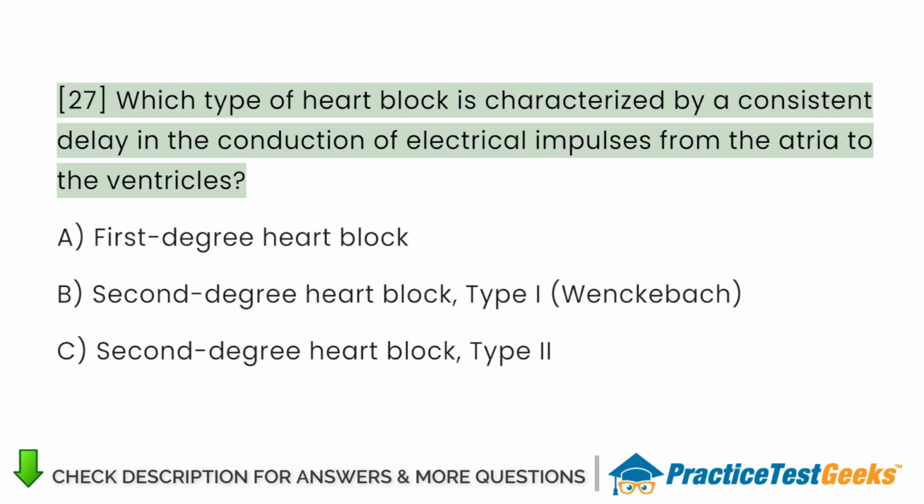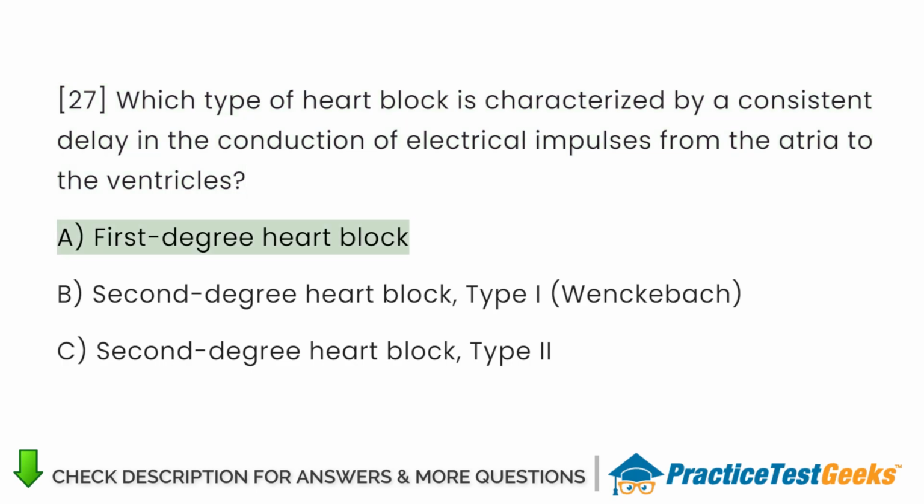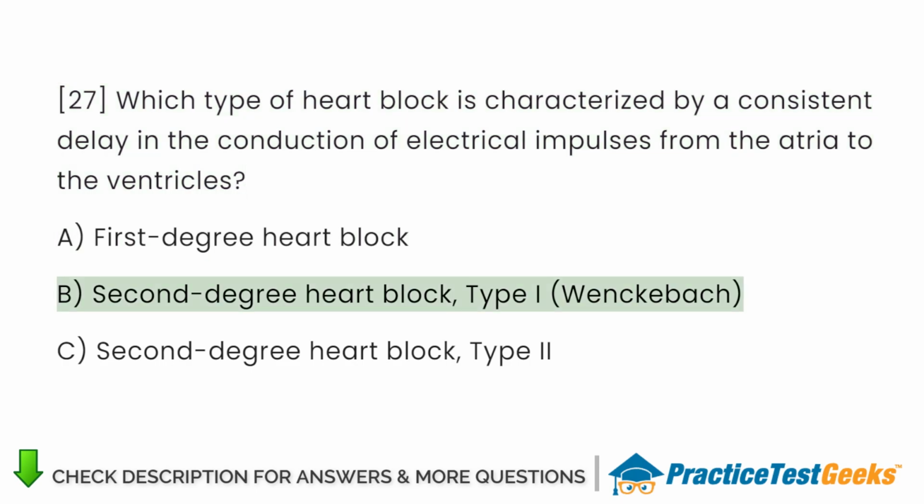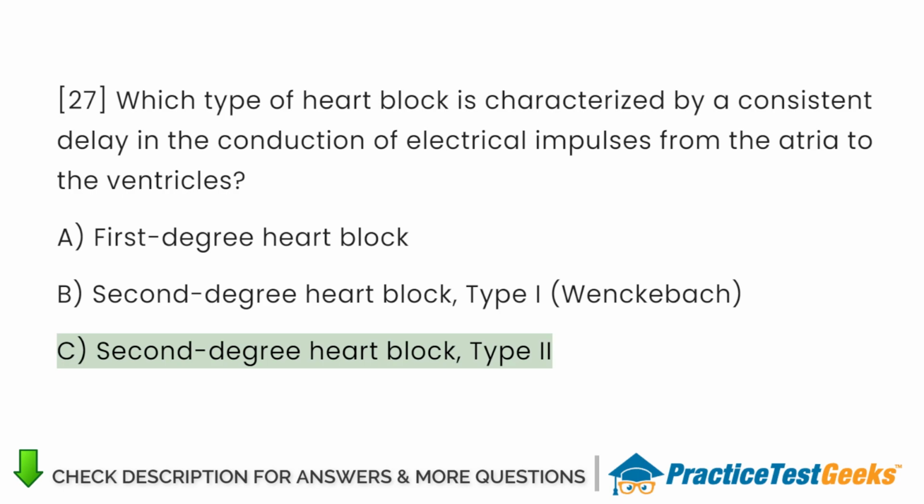Which type of heart block is characterized by a consistent delay in the conduction of electrical impulses from the atria to the ventricles? A. First-degree heart block. B. Second-degree heart block, type 1, Wenckebach. C. Second-degree heart block, type 2.